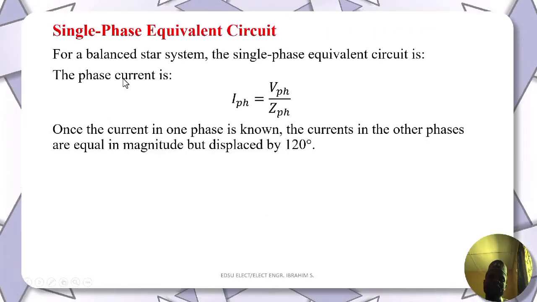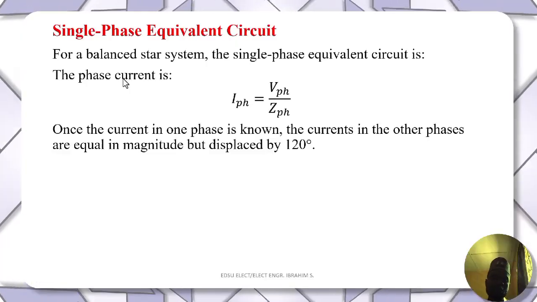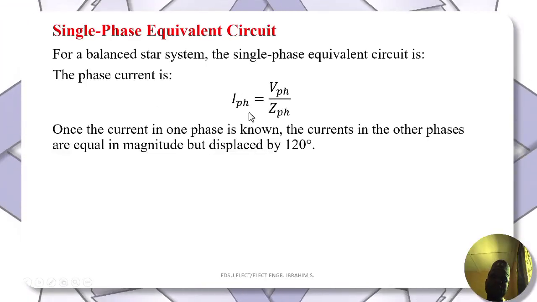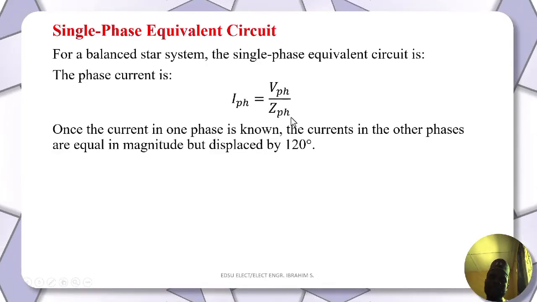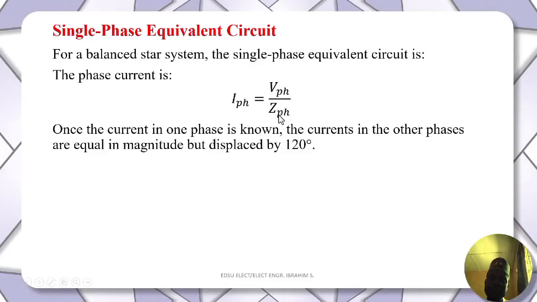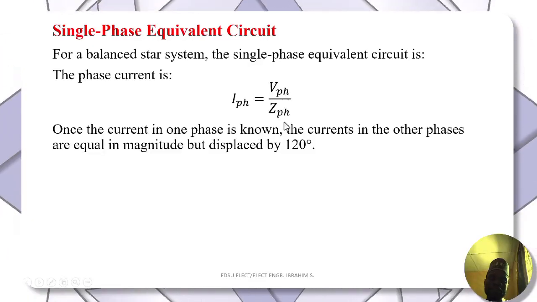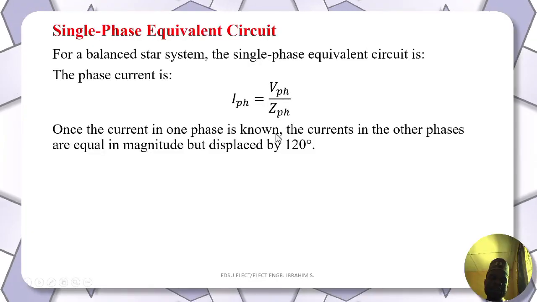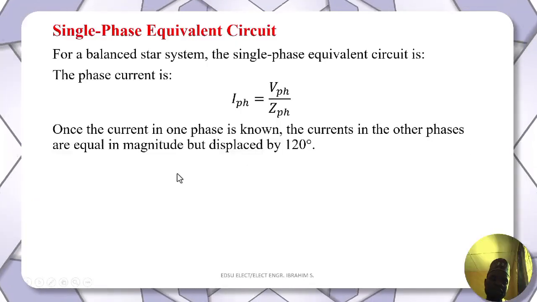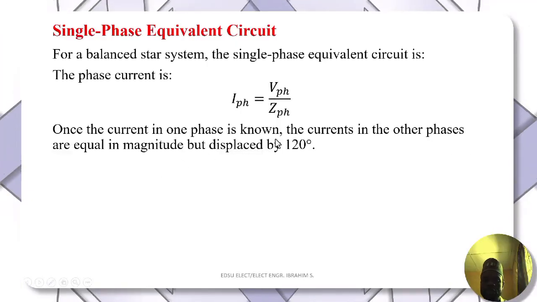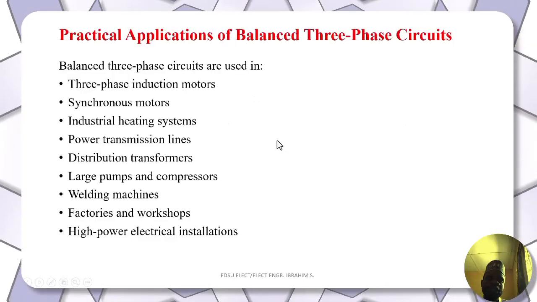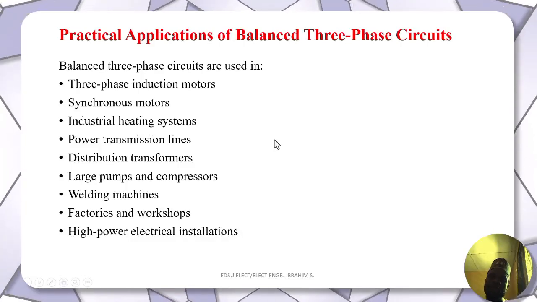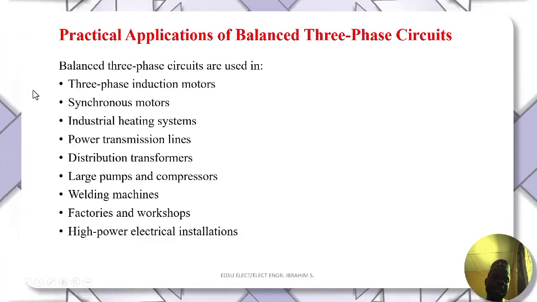Single phase equivalent circuit. For the single phase equivalent circuit, our I phase will be the V phase divided by our phase impedance, Z phase. Once the current in one phase is known, the currents in the other phases are equal in magnitude but displaced by 120 degrees.